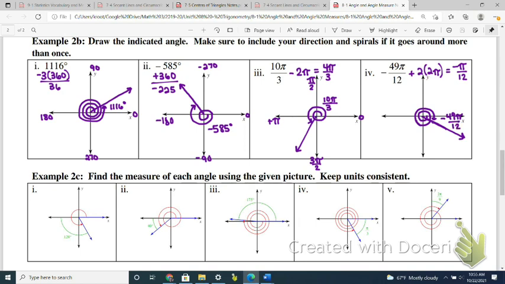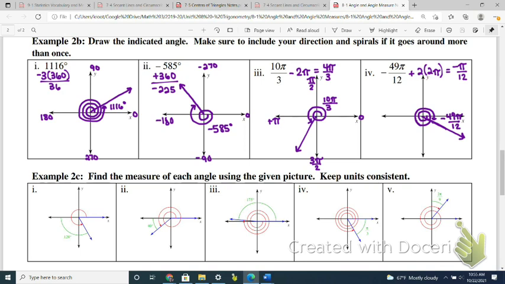Okay, so example 2C is taking it and doing the opposite of what we did. I'm giving you a picture, now you have to find the degree. Okay, and it says keep the units consistent. That means if I give you some information in pi, I expect my answer in pi. If I give it to you in degrees, I expect my answer in degrees.